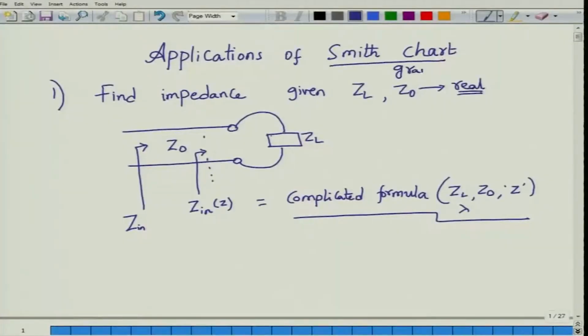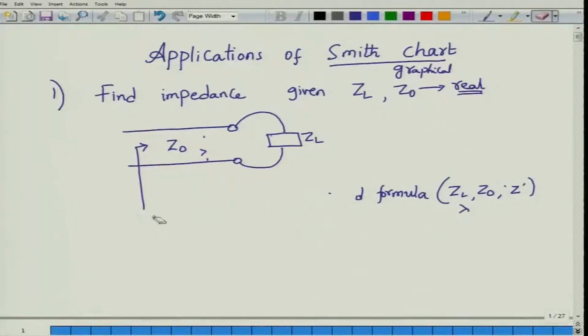It provides you with a graphical or geometrical way of visualizing transmission line problems. So how does the Smith chart help in this scenario? Let me erase all this complicated formula and tell you how easy it is to use the Smith chart to find the input impedance, or the line impedance, at any point.